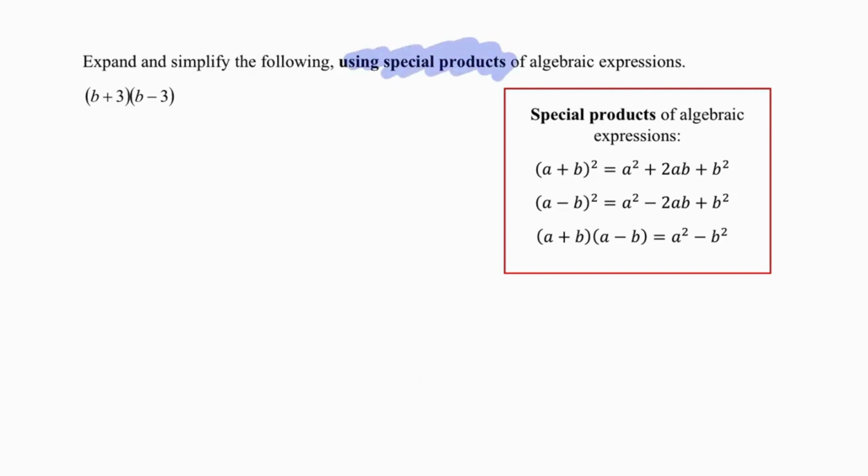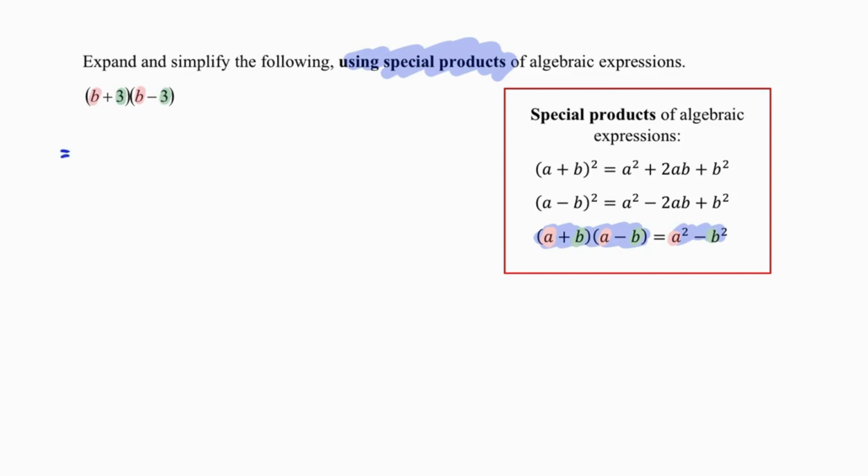Notice, you must select or choose the correct special product. So in this case, I see that I'm going to go with this (a plus b) times (a minus b) because I do see this as the correct one. And later on, you will then see me substituting my a as b and my b as 3. Follow the color coding, and therefore this will be the answer.